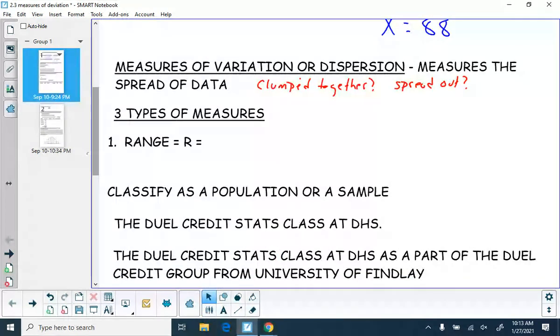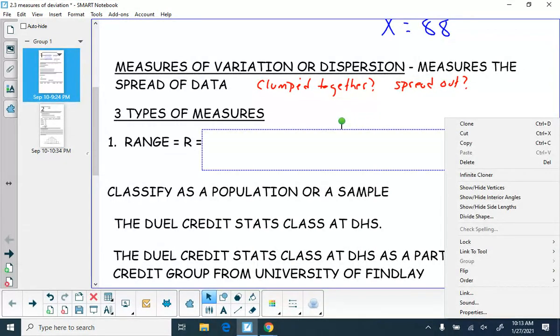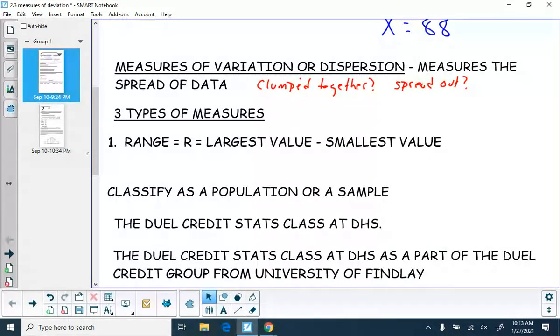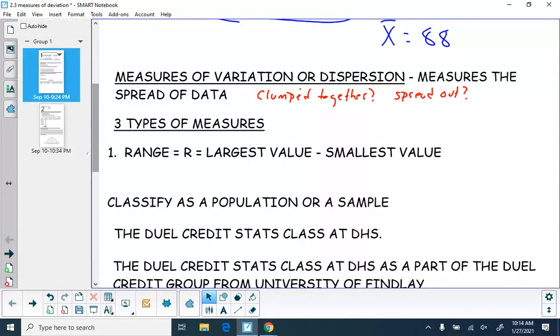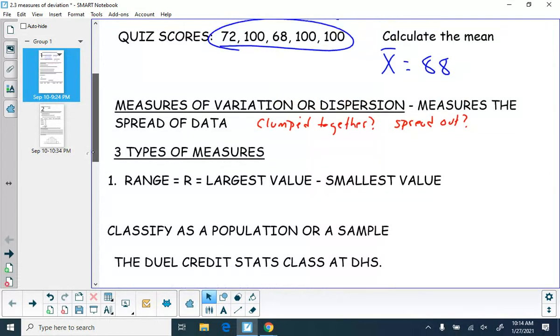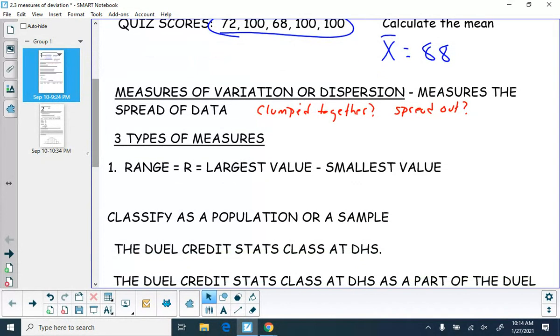The first one we've already dealt with is called the range. You take the largest value and subtract out the smallest value. Big minus small. Largest value minus the smallest value. If we look up here, my largest value in the first set is 94. My smallest is 82. So the range of data is 12.